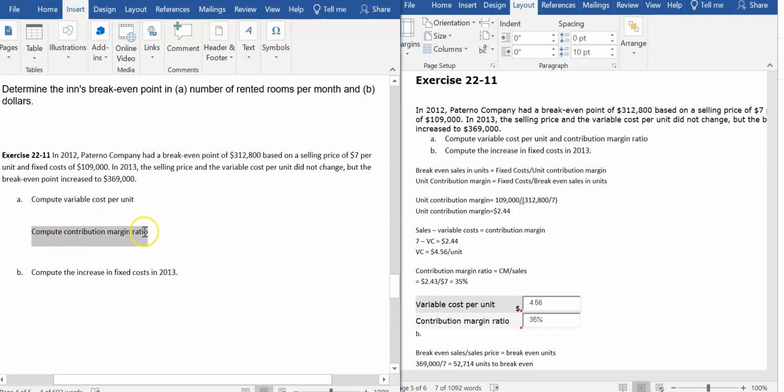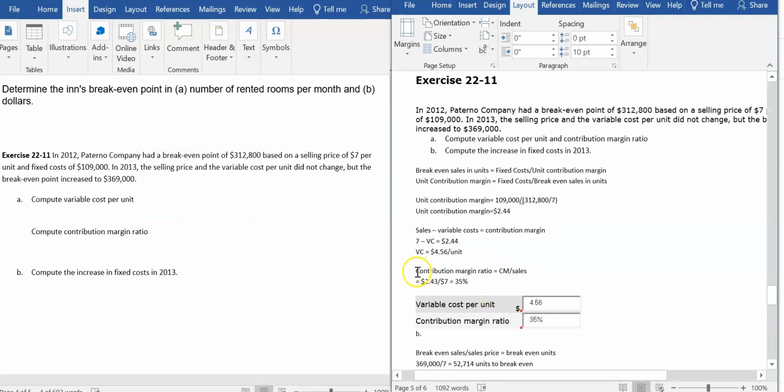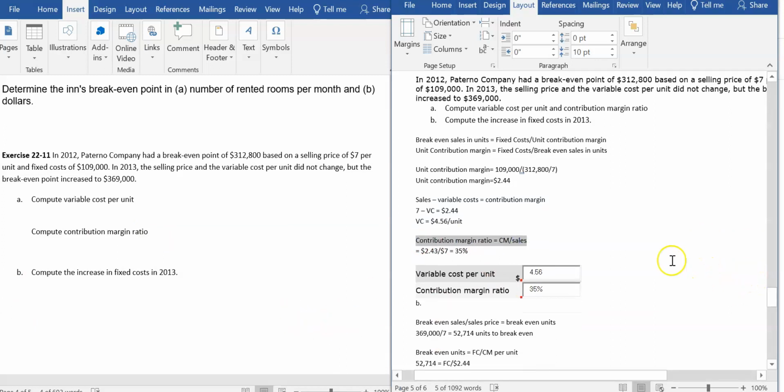To calculate the contribution margin ratio, remember the contribution margin ratio is simply the contribution margin divided by the sales. We previously figured out my contribution margin is $2.44. Actually, I have the wrong number here, sales. $2.44 divided by $7, selling price per unit. I come up with a ratio of 35%.